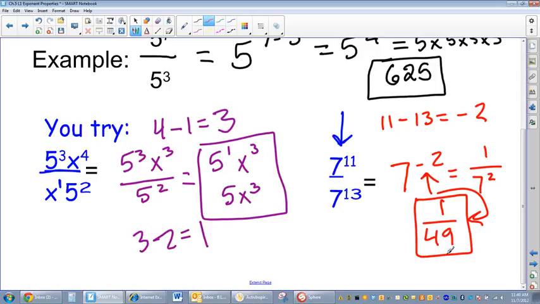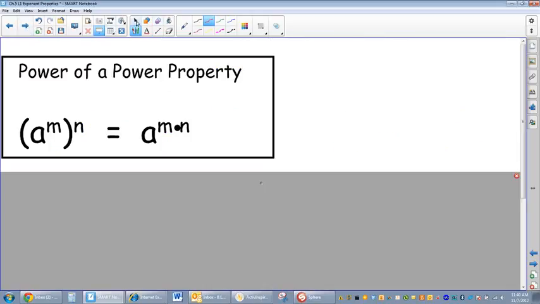Alright, now we have the 3 easiest properties. The first one is the power of a power property. Power of a power property. Example number 1 over here.